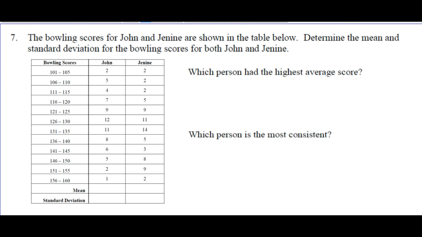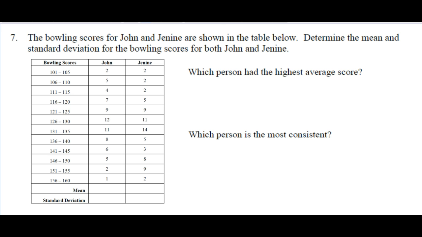The bowling scores for John and Janine are shown in the table below. Determine the mean and standard deviation for the bowling scores for John and Janine. You will notice that we have bowling scores of 101 to 105. So how do we handle this? Because it's not a number, it's a range that's represented.